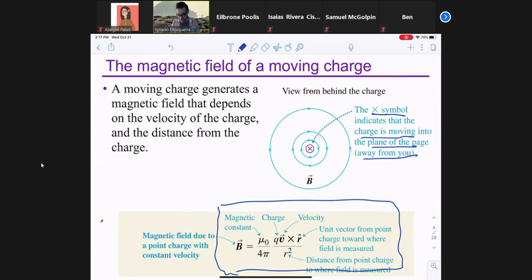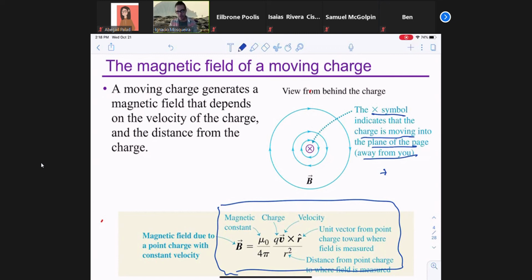Since it's a positive charge, I guess, did they say it's a positive charge? Let me, one second, I'll tell you if it's a positive charge. Yes, it's a positive charge. So it's a positive charge moving into the computer screen. Since it's a positive charge moving into the computer screen, you can also think of this as a wire carrying a current into the computer screen. It will be the same thing.